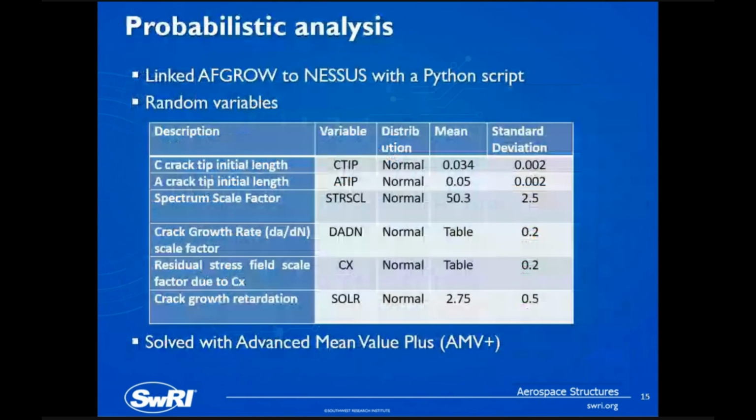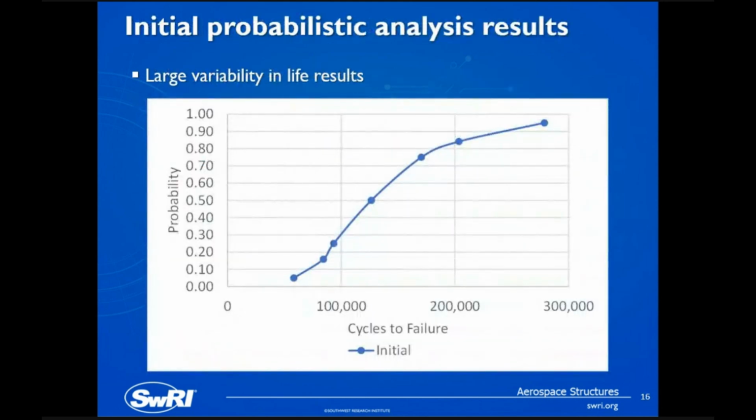And so what we did is we linked AFGRO to Nessus using a Python script, and we incorporated a handful of random variables. So here you see what those random variables are, and we picked the random variables and the distributions based on what we think would be realistic in terms of the kind of uncertainty we would have in a real analysis. And from there, we looked at the variability in the life results based on those distributions. And you can see there's pretty widespread here.